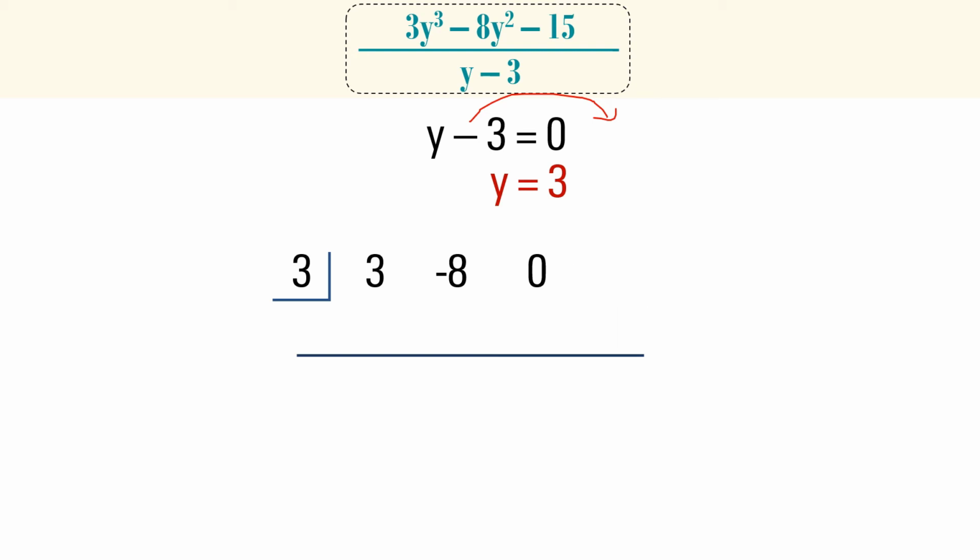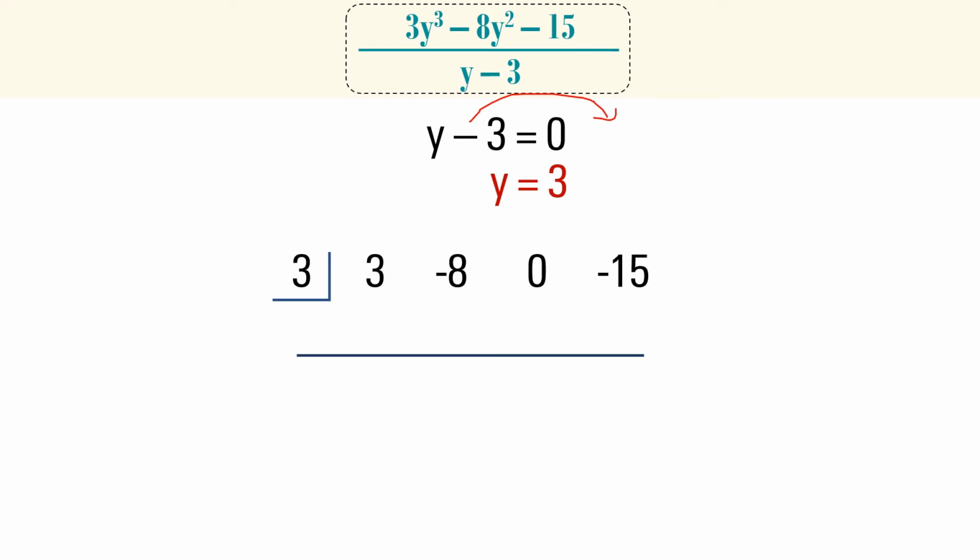Again, why do we need to write 0 here? Because the polynomial must be in standard form, starting from the highest degree. And there must not have any gap. Since we started with y raised to 3, and then y raised to 2, the next must be y raised to 1. And since there is no y raised to 1, therefore we need to write here 0. Do not forget that. Okay? Followed by the constant. So let's write negative 15 here. And proceed in synthetic division.